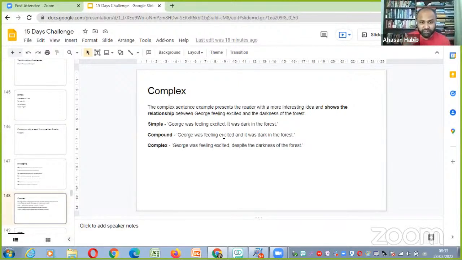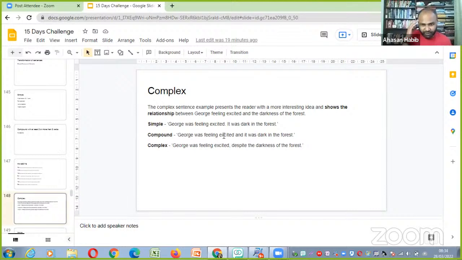So for example, now we have structured the three formats in one slide. So simple is: George was feeling excited, and it was dark in the forest. So those were two simple sentences there. George was feeling excited, and the second sentence is, it was dark in the forest. That was simple. Now compound is: George was feeling excited and it was dark in the forest. So two simple sentences, we made one sentence that is compound using and. And see, the complex is: George was feeling excited despite the darkness of the forest.